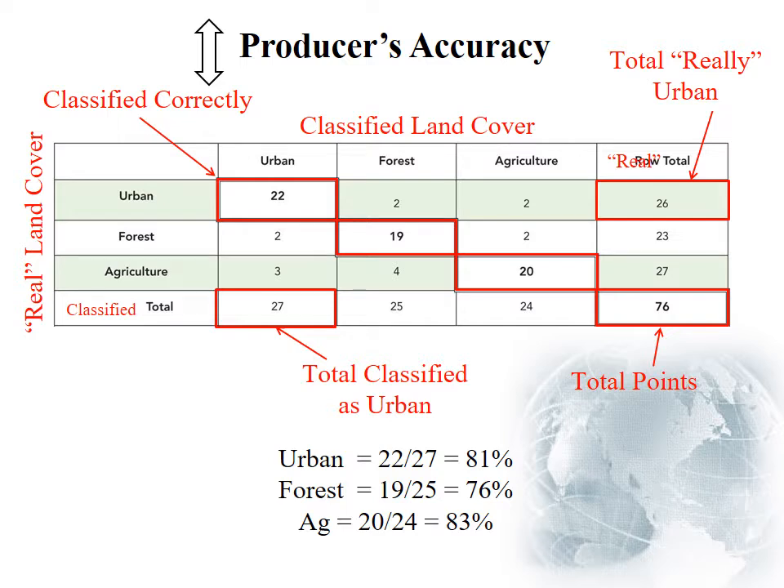Forest, 19 correct over 25 total, 76%. For agricultural land, 20 correct over 24 gives us 83%. So we have an overall accuracy of 80.2, but individually, each of these cover types has their own accuracy, known in this version as the producer's accuracy.